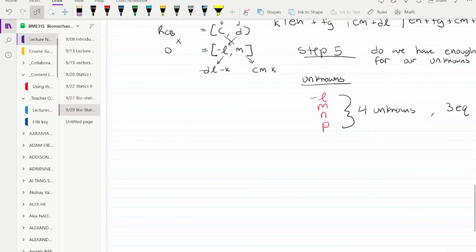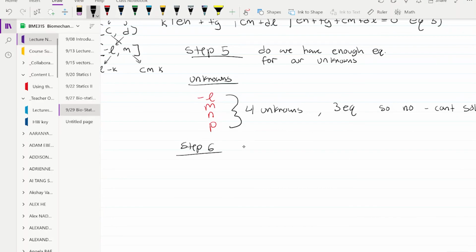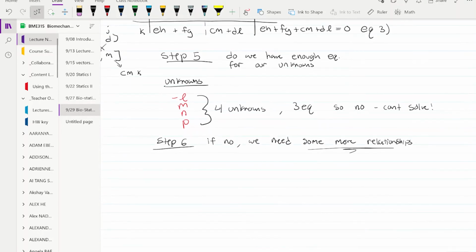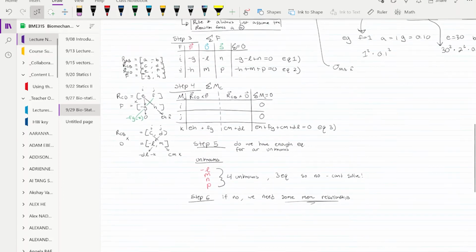Okay, so now what do we need? If no, we need some more relationships. Sometimes, you know, this is like the hard part, right? Getting these ideas. And for the multiple muscle systems that we talked about last time, we came up with some ideas how to relate muscles and forces to each other based off of expected magnitudes and such.